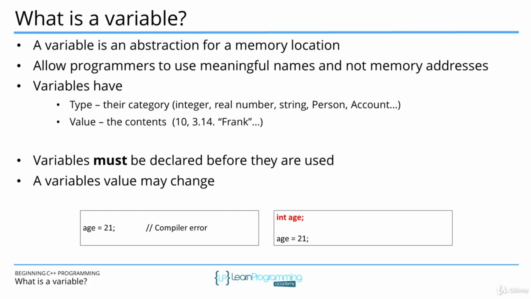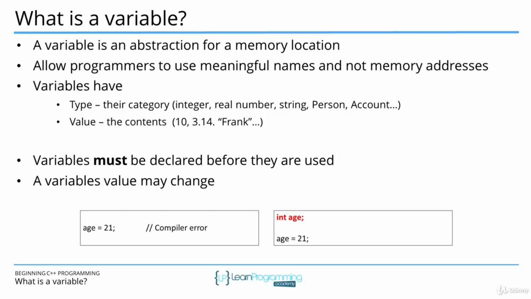It's important to understand that variables have two main properties. First is their type. The compiler needs to know what types of values are legal to store in age. In the first code snippet on the left, we tell the compiler to store 21 in age, but we never told the compiler what is valid to store in age. This will produce a compiler error telling us that age hasn't been declared. In the code snippet on the right, we first declare age to be an integer. Now the compiler knows that only integers are allowed to be stored in age.